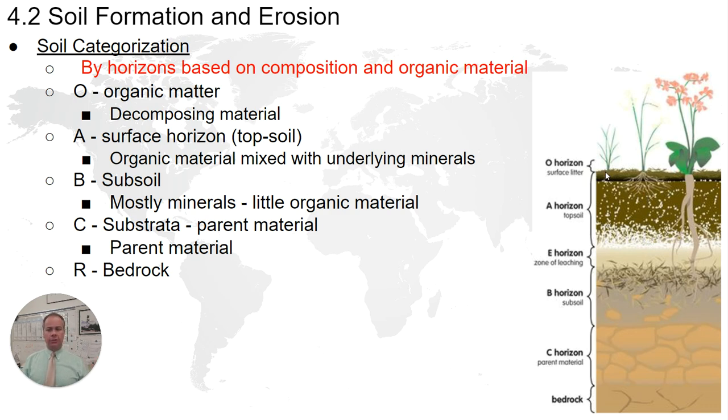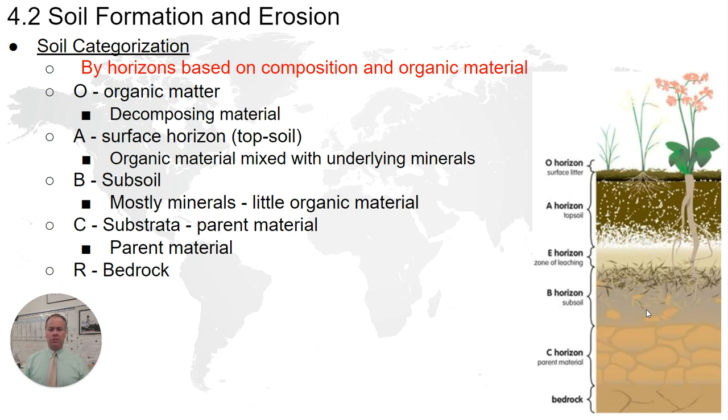Below that is the surface horizon. This is often referred to as the topsoil. It's the A horizon. This is where you have that decomposed organic material from the surface mixed in with underlying minerals that are present from the parent material. So that's the topsoil, the surface horizon. As we continue going down, sometimes we have a zone of leaching. You can see this E horizon, where materials have leached out through the percolation of water, have leached out through the A horizon.